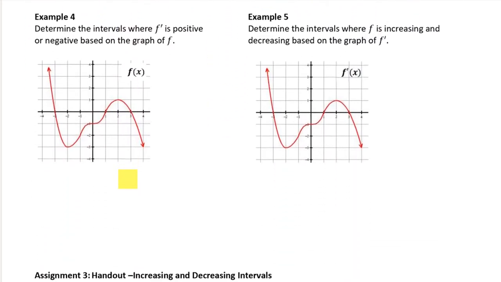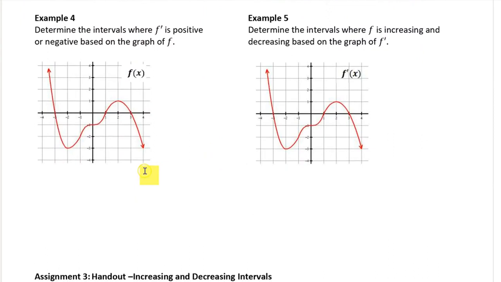Let's take a look at a couple of graphs and see what's happening here. So we've got two graphs here. They're exactly the same, but the first one says determine the intervals where f prime is positive or negative based on the graph of f. Okay? So f prime positive, that means your derivative is positive, which means f itself has to be increasing. So if you look at this portion of the graph right there, f is increasing there, but it's decreasing here and here. So I'm going to start with the increasing part.